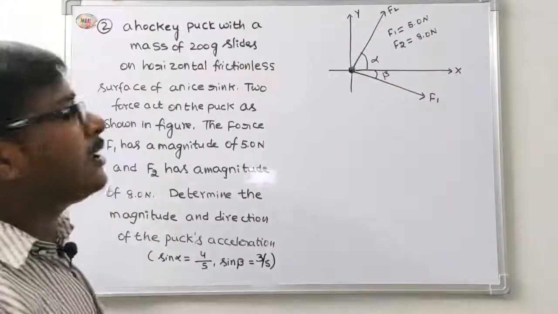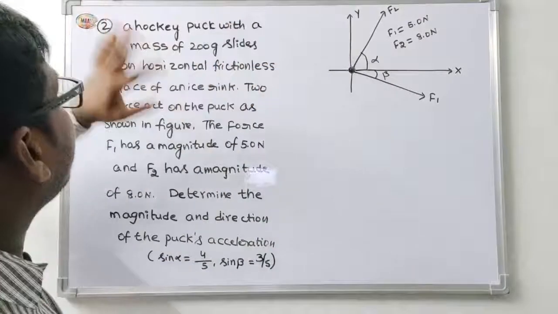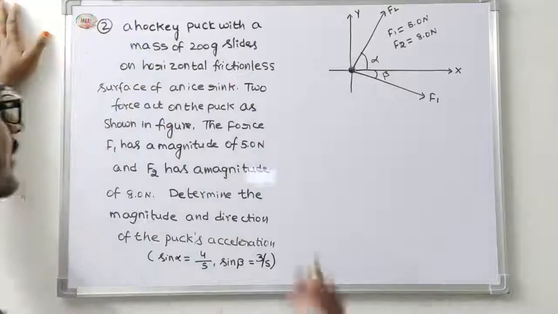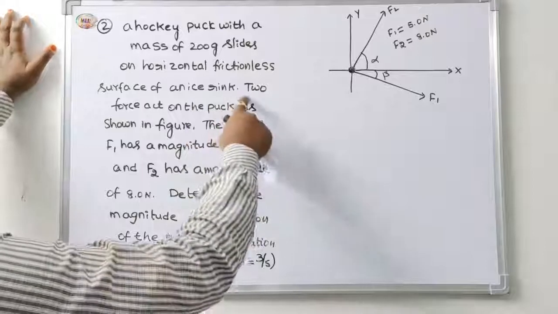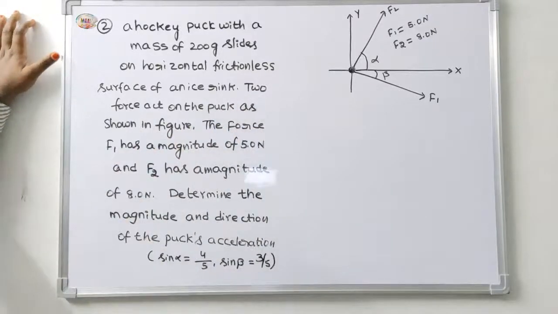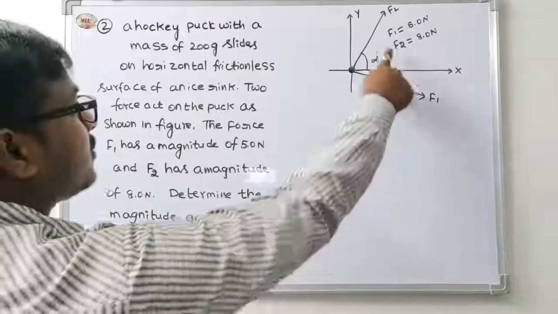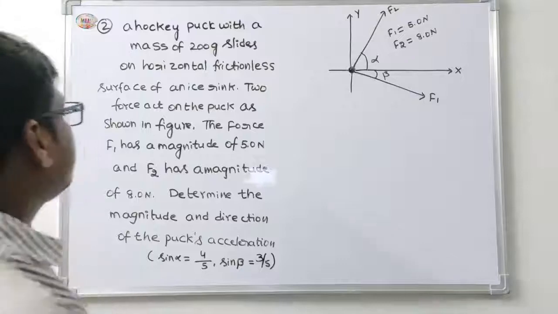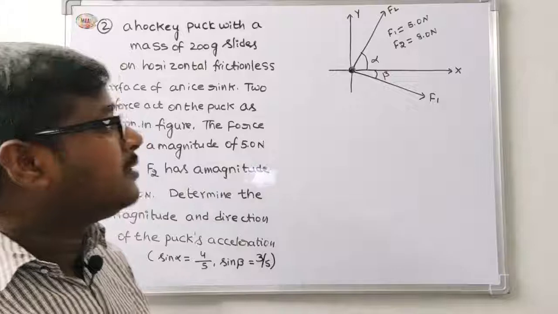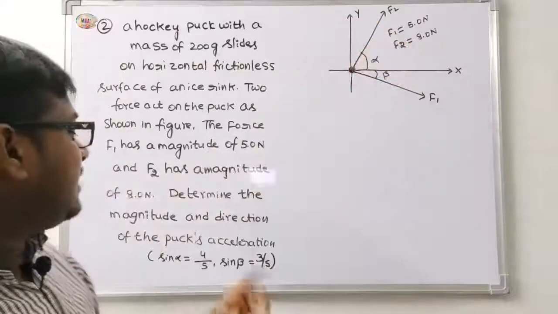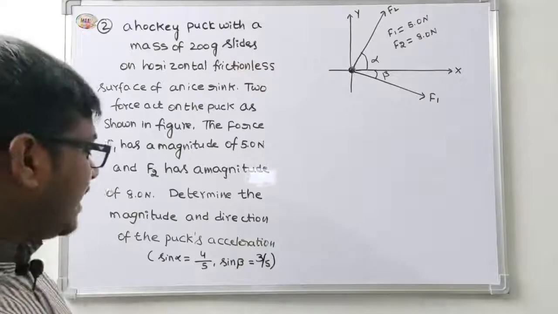Next, the second problem. A hockey puck with a mass of 200 grams slides on a horizontal frictionless surface of an ice rink. Two forces act on the puck as shown in the figure. The two forces are F1 and F2. The force F1 has a magnitude of 5.0 Newton, and F2 is 8.0 Newton. Determine the magnitude and direction of the puck's acceleration.